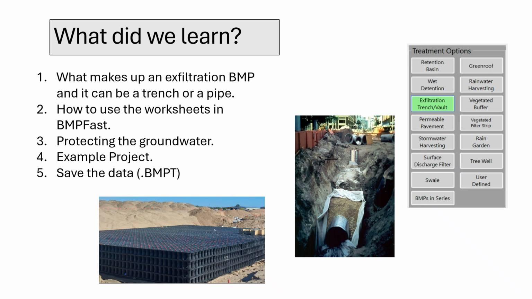A critical aspect we covered was protecting groundwater quality. We discussed how absorption media can be integrated into these systems to specifically remove nitrogen, thereby safeguarding our precious groundwater resources. We reinforced these concepts through an example project where we walked through the annual removal analysis for an exfiltration system. Finally, we covered the important step of saving your project data. Remember to always save your work, and your project files will have the BMPT file extension.